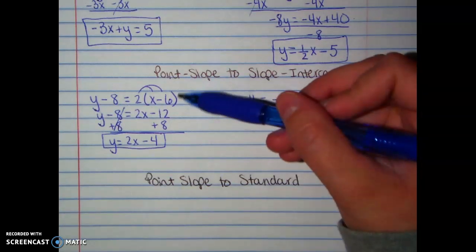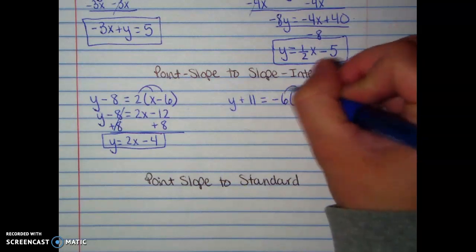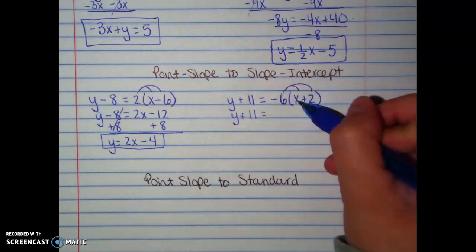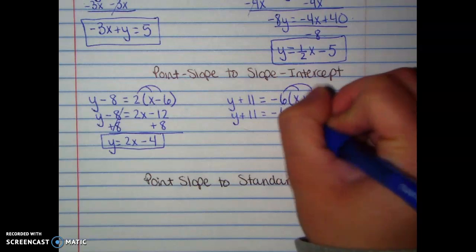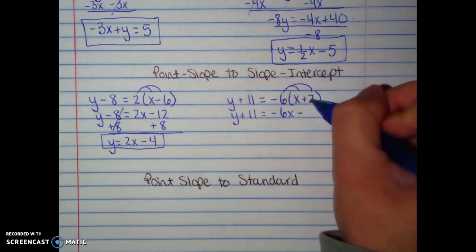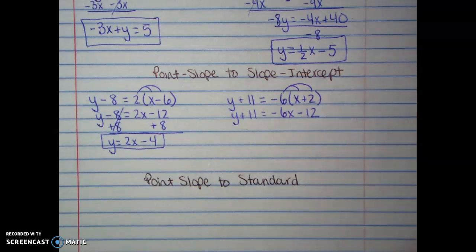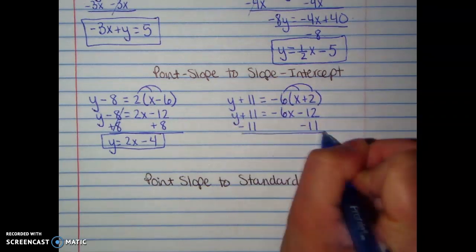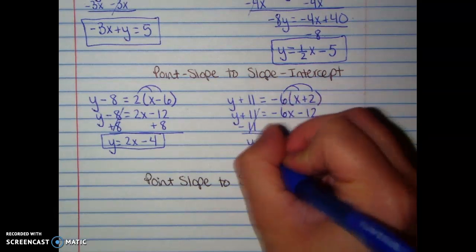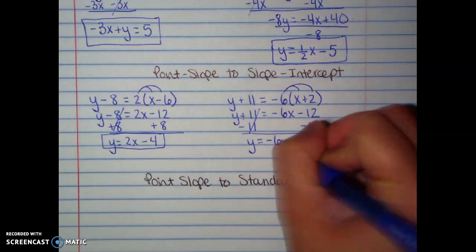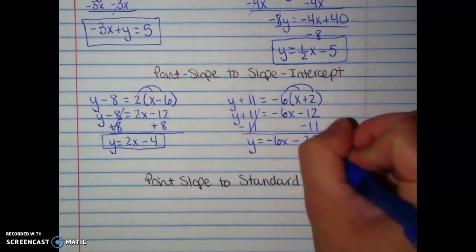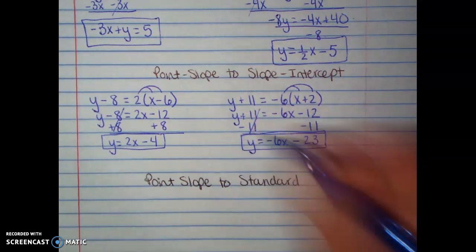So same step that we did over here, we distributed first, so we are going to distribute on this one as well. So y plus 11 equals negative 6 times x is negative 6x. Negative 6 times 2 is a minus 12. Then I subtract the 11 from both sides. And I get y equals negative 6x minus 23. That's it.